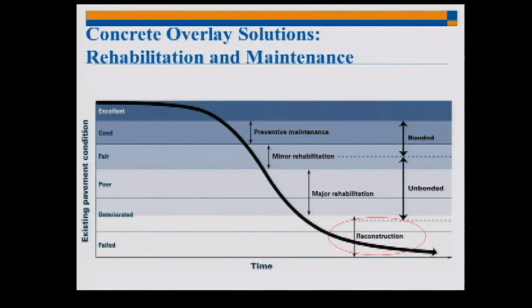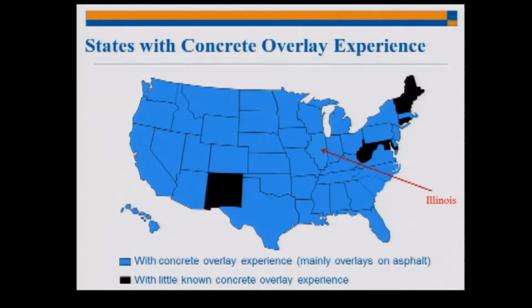As we allow the pavement to deteriorate, then we'll have to choose an unbonded concrete option, which again becomes more expensive, and you have other problems that you have to deal with when you have an unbonded system. If you allow too much deterioration, you have to do reconstruction, which is really our most difficult, most expensive, most time-delaying type of rehabilitation technique.